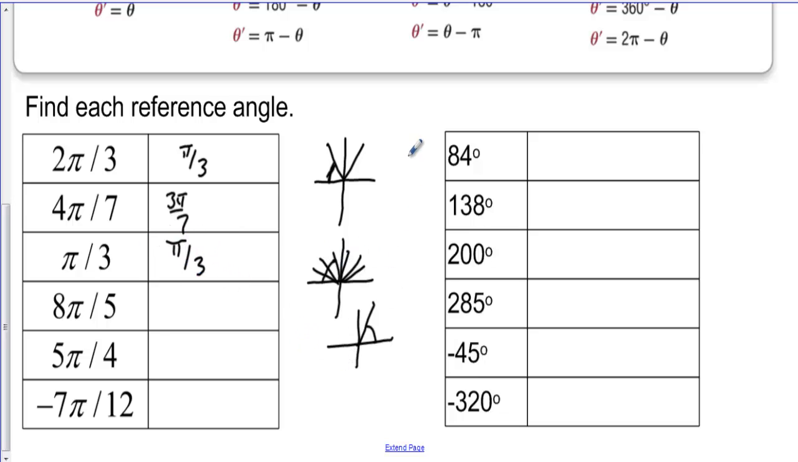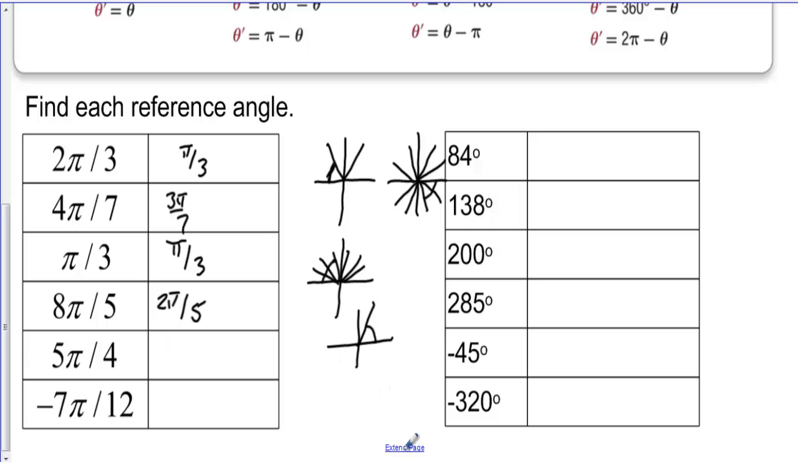8 pi over 5. So we're going to cut pi into 5 pieces. 1, 2, 3, 4, 5. We're not counting this piece or that line right there. We have 8 pi over 5. So I'm actually past pi. So we have here, there, another one. Here's another fifth. Here's another fifth. So that should be 10 pieces altogether. 1, 2, 3, 4, 5, 6, 7, 8 would be right here. So we're 2/5 away from the closest x-axis. So 2 pi over 5.